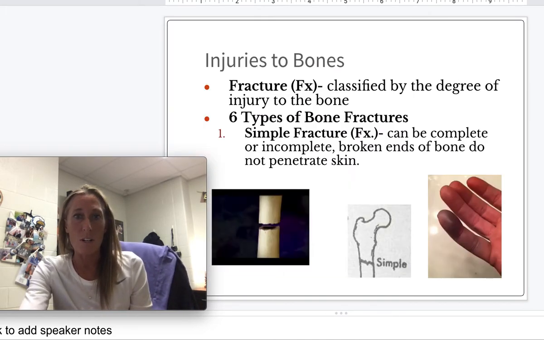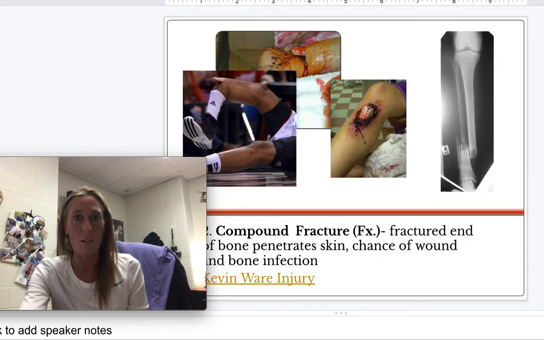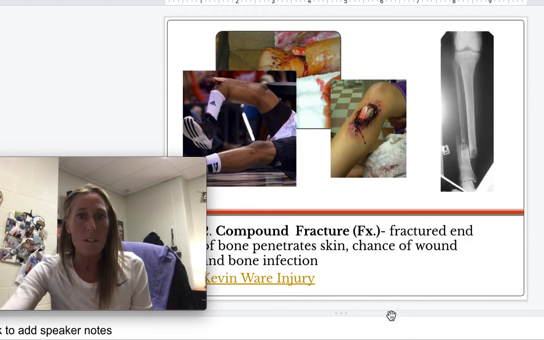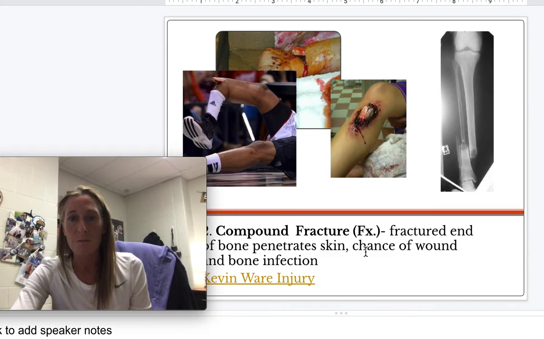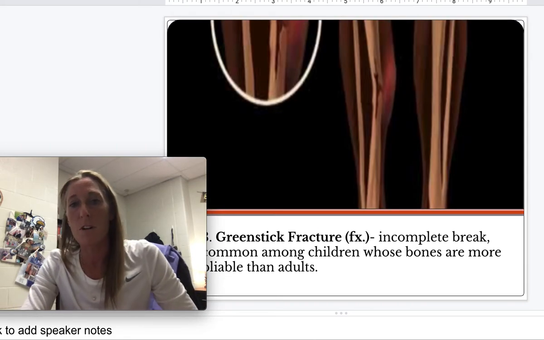Talked about, I think there's actually 7 types of bone fractures. The first was a simple fracture. Simple fracture can be complete or incomplete. The broken bones, the ends do not penetrate through the skin at all. This is a compound fracture. I think we watched the Kevin Ware video. This picture here, that's a compound fracture. The end of the bones penetrate through the skin. There's a great chance of infection with a compound fracture.